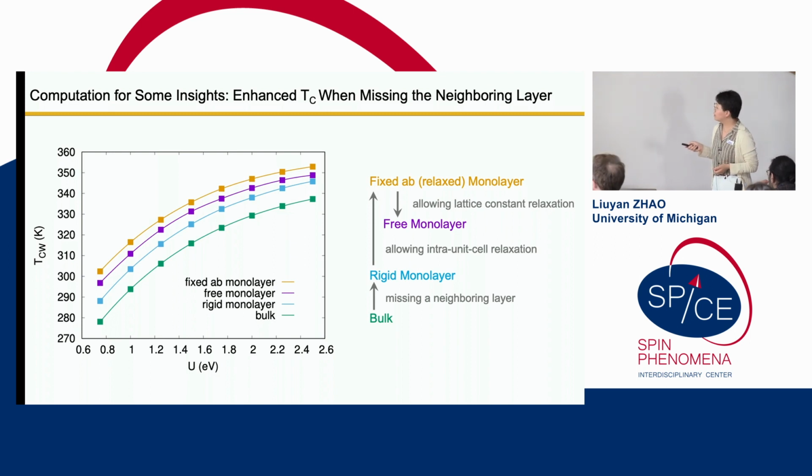And then they did the third case, which is they take a layer out, but then they fix the lattice constant, but allow intra-unit cell relaxation. After doing that, you can see there's another jump of the critical temperature. And this is to say that the fine-tuning of the intra-unit cell structure can also help increase the magnetic onset temperature. And then lastly, they did a free monolayer, meaning that they allow it to freely relax. That will suppress the transition temperature.